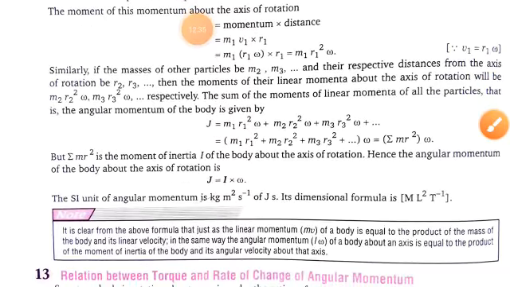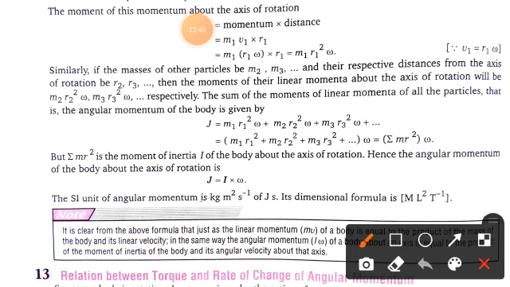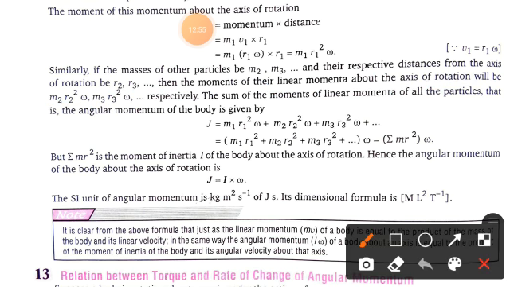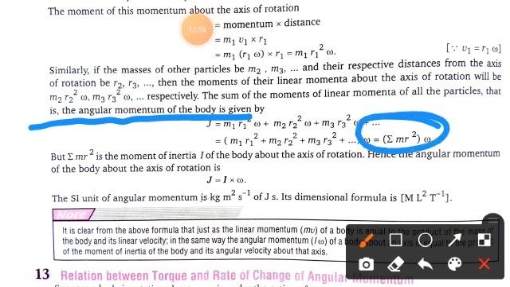Similarly, if the masses of the other particles be m2, m3 and so on, and their respective distances from the axis of rotation be r2, r3, then the moments of the linear momenta about the axis of rotation will be m2 r2 square omega, m3 r3 square omega respectively. The sum of the moments of linear momenta of all the particles, that is the angular momentum of the body, is given by this formula. You can see here.